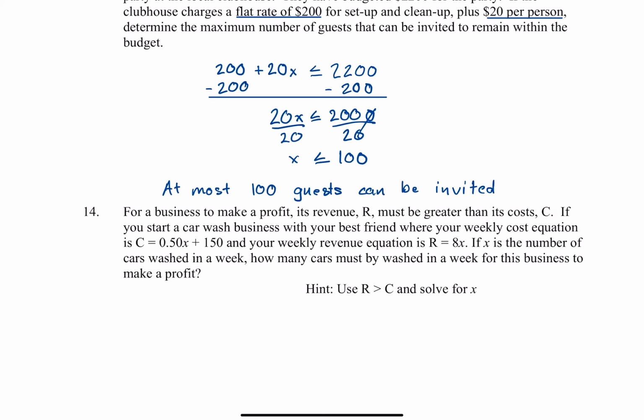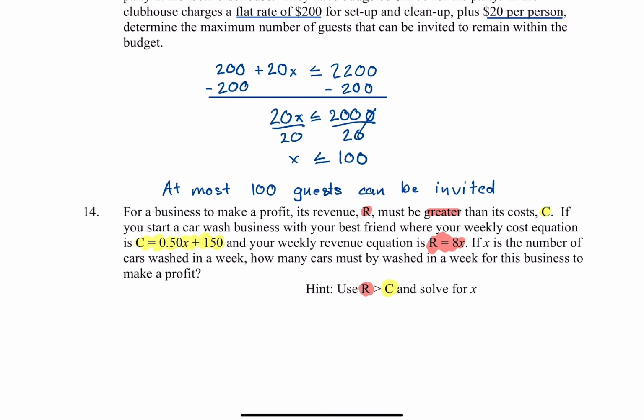So if you start a car wash business with your best friend, where your weekly cost equation is given by this. So maybe just to highlight some things to keep it organized, here is our cost equation, so that's going to replace this C right here. And your weekly revenue equation is R is equal to 8X, so that'll replace that right there. And again, the revenue must be greater than the cost. So that's the hint right there.